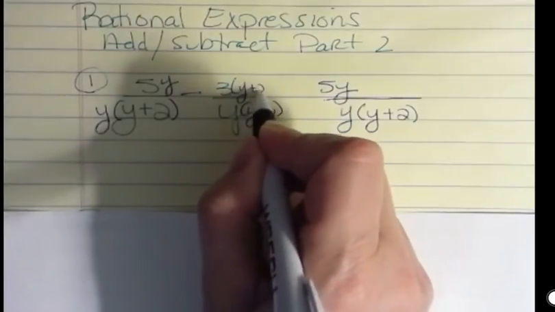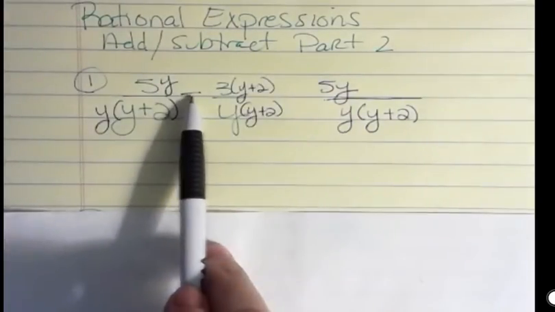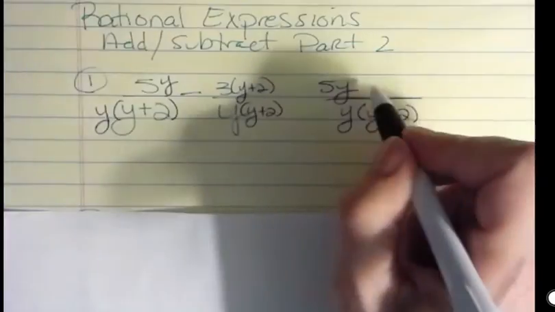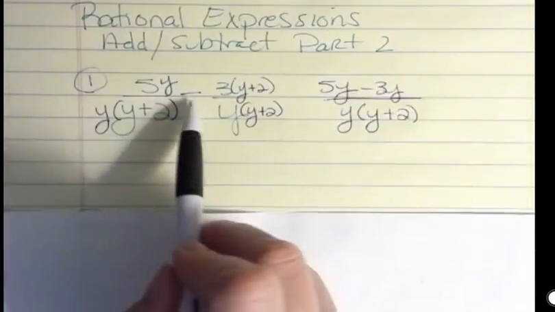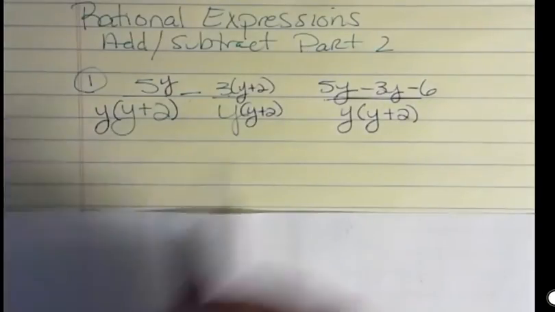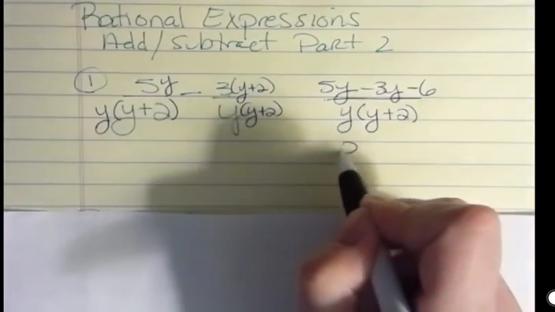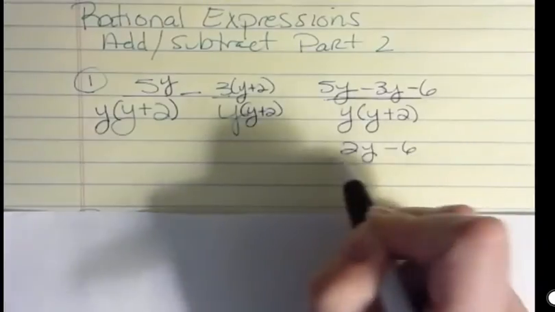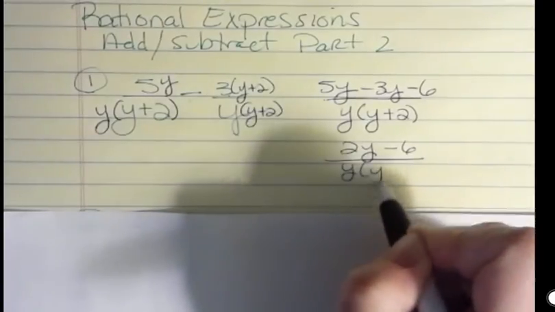And so I need to multiply that times y plus 2. That's negative 3 times y, negative 3y, and negative 3 times 2, negative 6. So now when I combine those, 5y minus 3y is 2y, minus 6, over y times y plus 2.